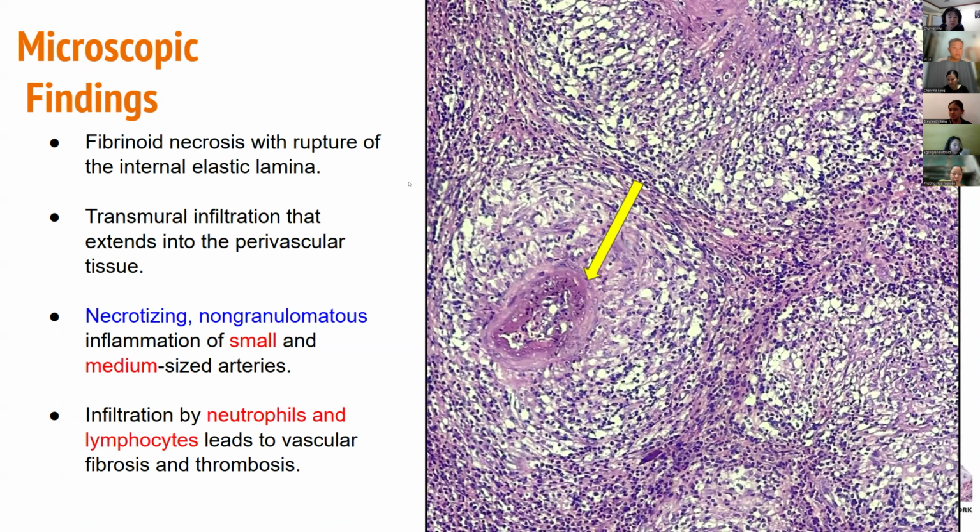As you can see, there is fibrinoid necrosis with rupture of the internal elastic lamina and transmural infiltration that extends to the perivascular tissue, and necrotizing and non-granulomatous inflammation of small and medium-sized arteries. So infiltration by neutrophils and lymphocytes leads to vascular fibrosis and thrombosis.